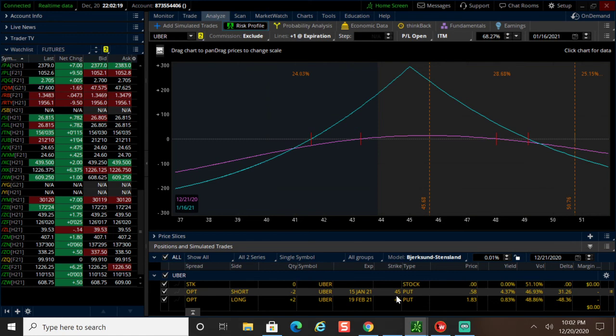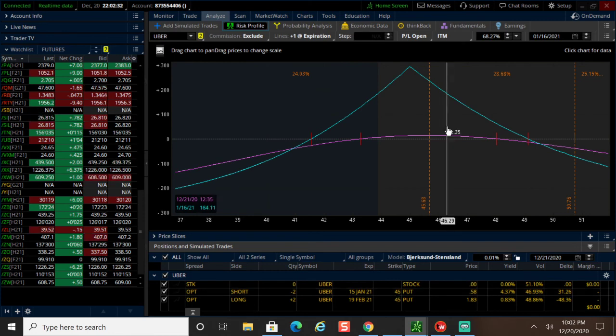So I hope you like this video. This is the Analyze tab in the Thinkorswim platform. And that's a calendar spread on the put side, downside. Looking for IV expansion and a down move back to the 50-day moving average. Hopefully, that's what I'm trying to get here out of Uber.